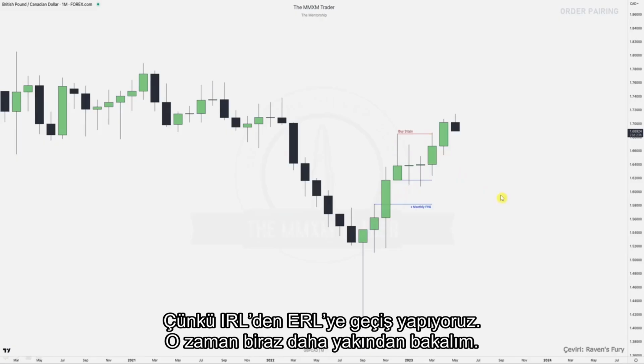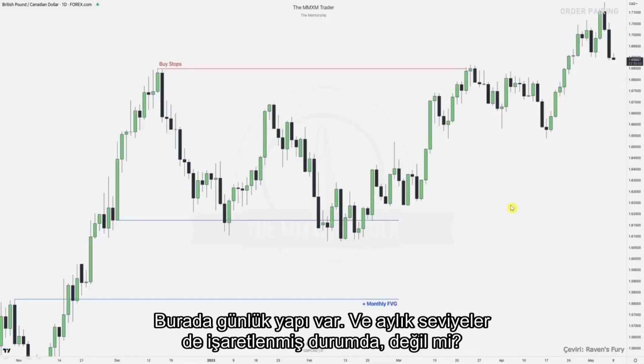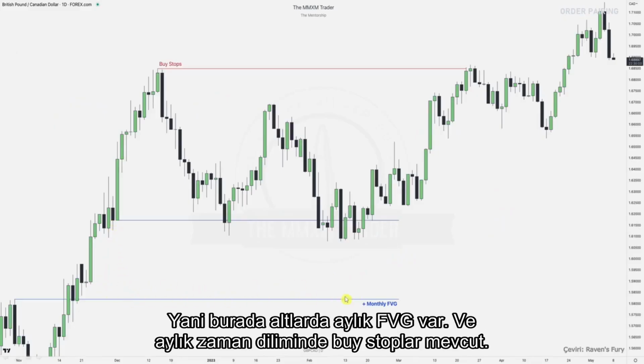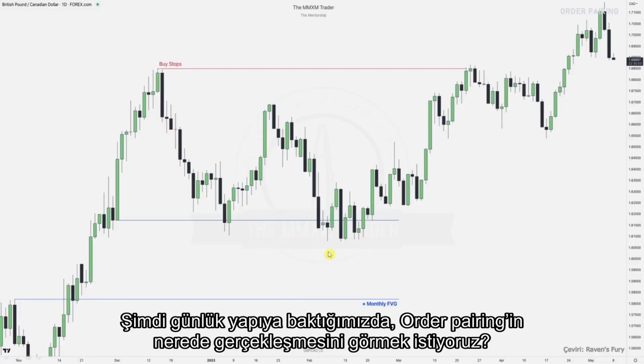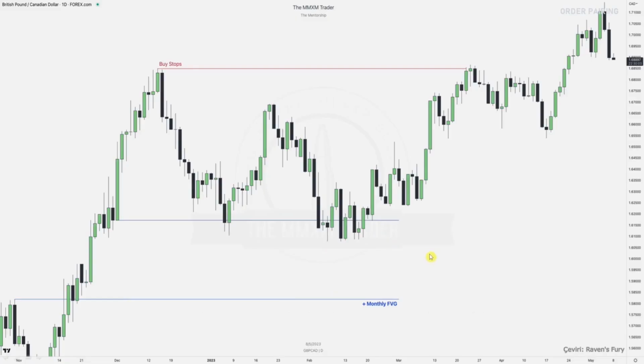So let's zoom in a little bit more. Here we have a daily structure and we have those monthly levels annotated also, right? So we have this monthly fair value gap down here, and then the buy stops also on that monthly time frame. Now looking at that daily structure, where do we want to see the order pairing happening?